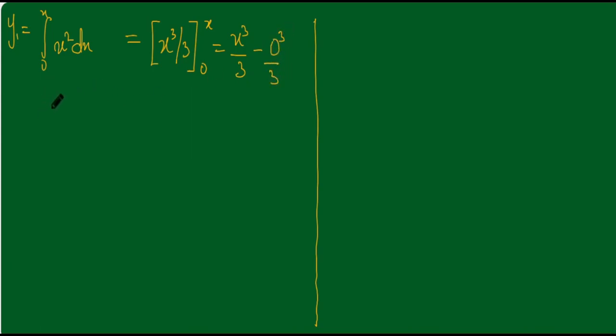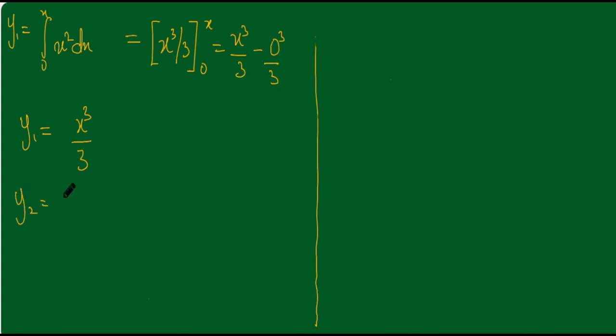So our y1 automatically becomes x cubed divided by 3. So we have our value for y1 that way. Now let's go on to do the second iteration. Now remember that the more you iterate, the more accurate your answer becomes. So let's write our formula for the second term.